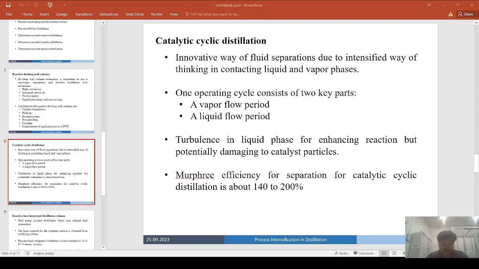So this cyclic mode of operation leads to key advantages compared to the conventional tray columns: high throughput and equipment productivity, high separation efficiencies, about 140 to about 200% of the Murphy efficiency, reduced energy requirements, about 20 to 35% savings, and increased quality of the products.